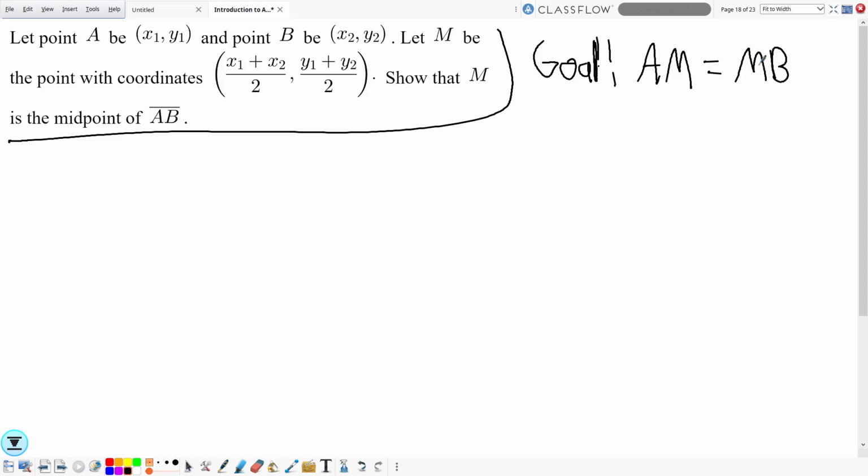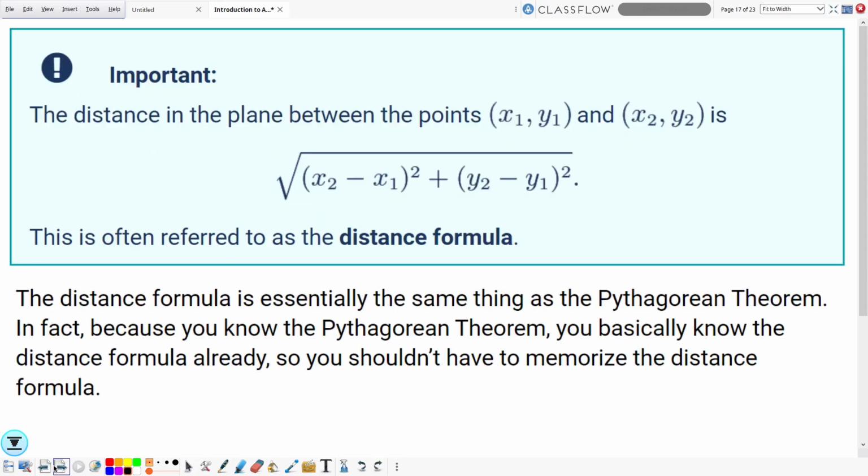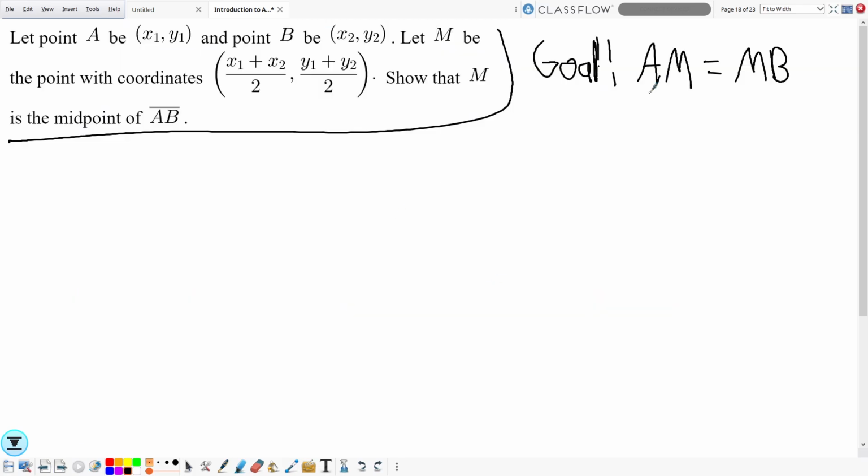We just talked about a formula to calculate distance. The distance formula: the square root of x2 minus x1 squared plus y2 minus y1 squared. So, using this formula, I can calculate the distance of AM, and then I can calculate the distance of MB. And if it turns out that they're the same, that's wonderful. It basically means that they would have the same lengths, and if they have the same lengths, then M has to be in the middle.